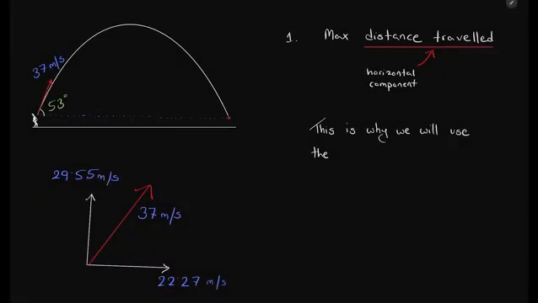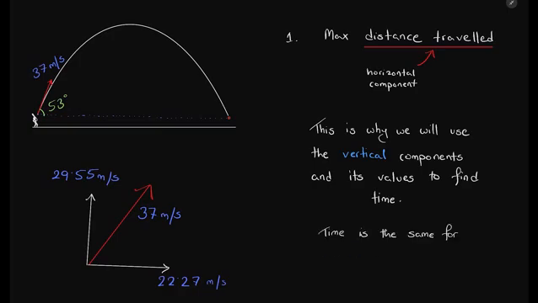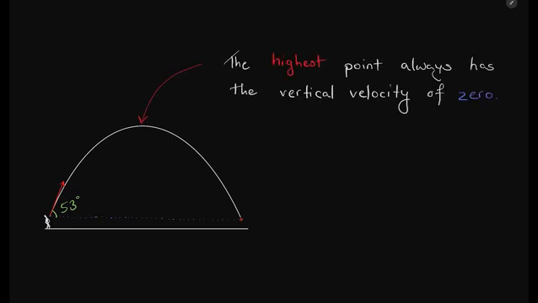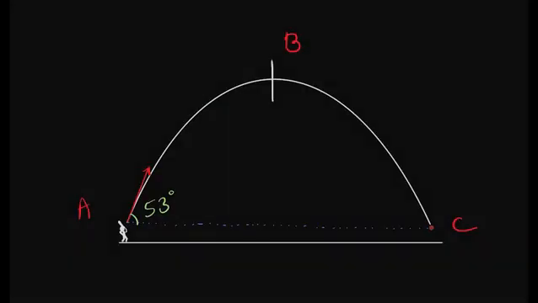We will be using vertical components to find the time. The time of flight is the same for both vertical and horizontal components. Here we know that at the highest point, the vertical velocity is always 0. Here we will be learning a new concept. In this question, the ball rises up and falls to the same level. So we can say level A is the same as level C, so the height of A is the same as the height of C from ground level.